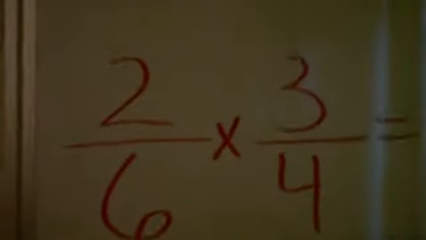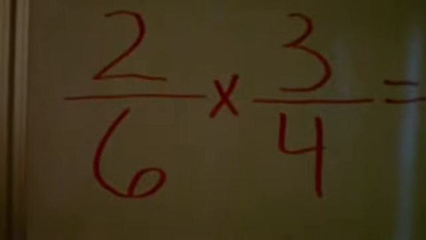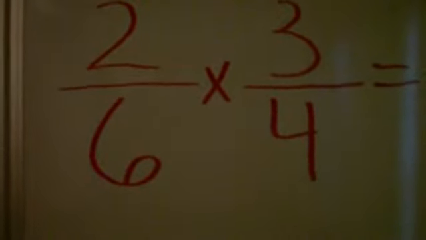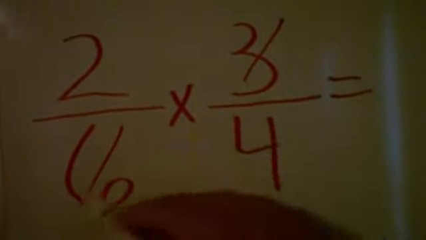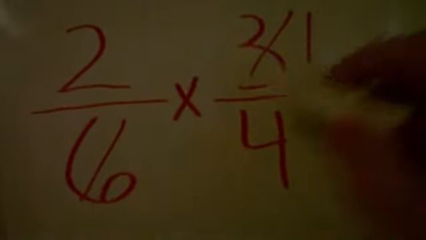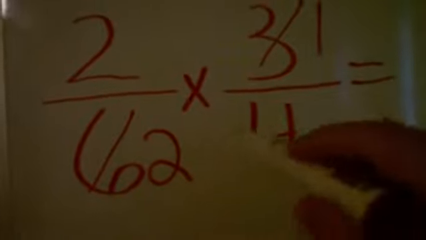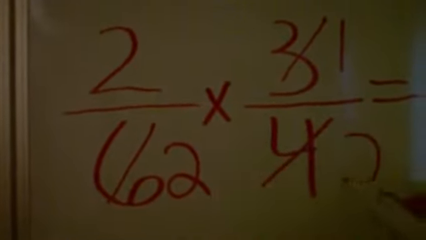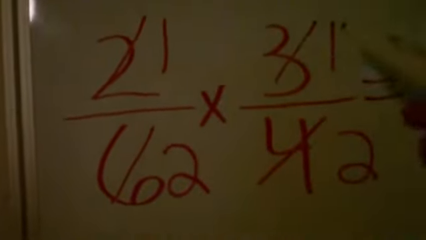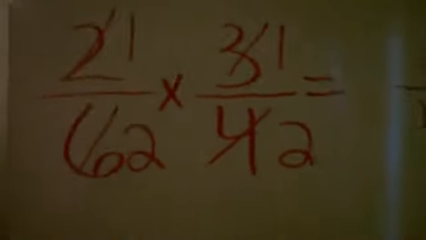Okay, here we have 2/6 times 3/4. Okay, what you can do here is the trick: divide by 3, you get 1, 2. Here you divide by 2, it becomes a 2. This becomes a 1. So 1 times 1 is 1. 2 times 2 is 4. You got 1/4.